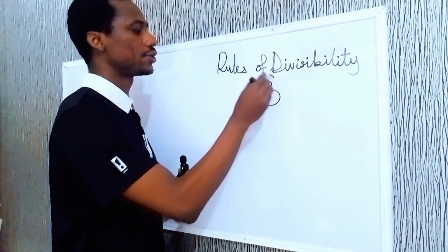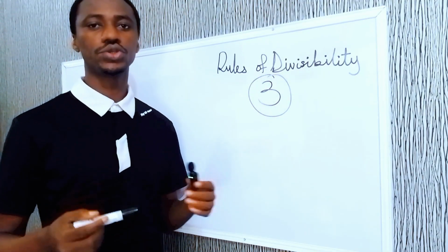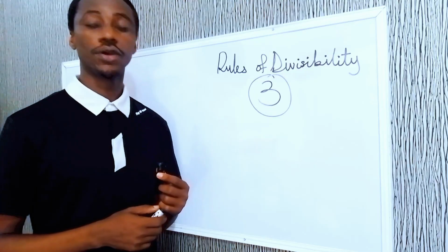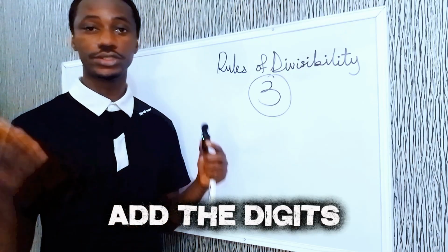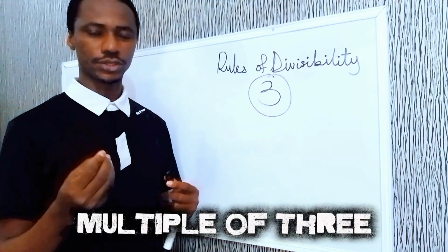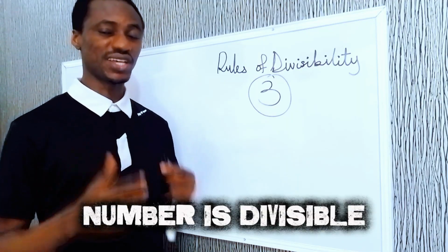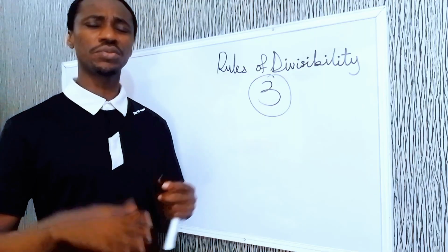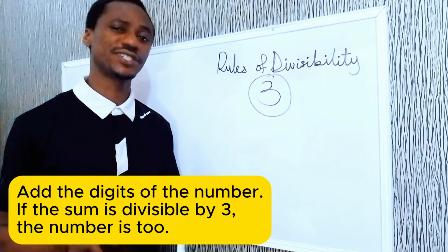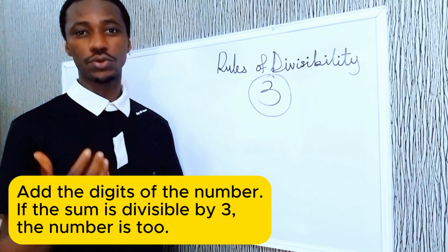3. How do you know a number is divisible by 3? All you need to do is to add the digits that make up the number and see if you get a multiple of 3, and that will show you that the number is divisible by 3. So a number is divisible by 3 if the sum of its digits is a multiple of 3.